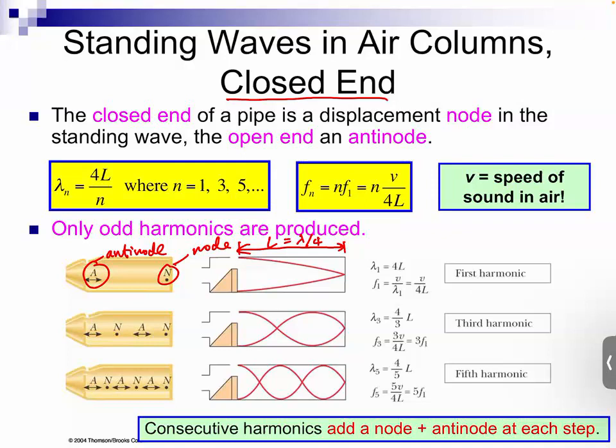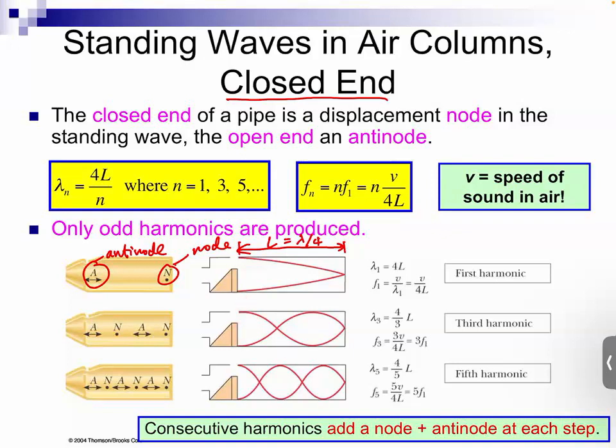For successive harmonics, you add a node and an antinode at each step, because this open end needs to always be an antinode, and this closed end needs to be always a node. Hence, you have to add a node and an antinode to maintain this node at the closed end and this antinode at the open end.